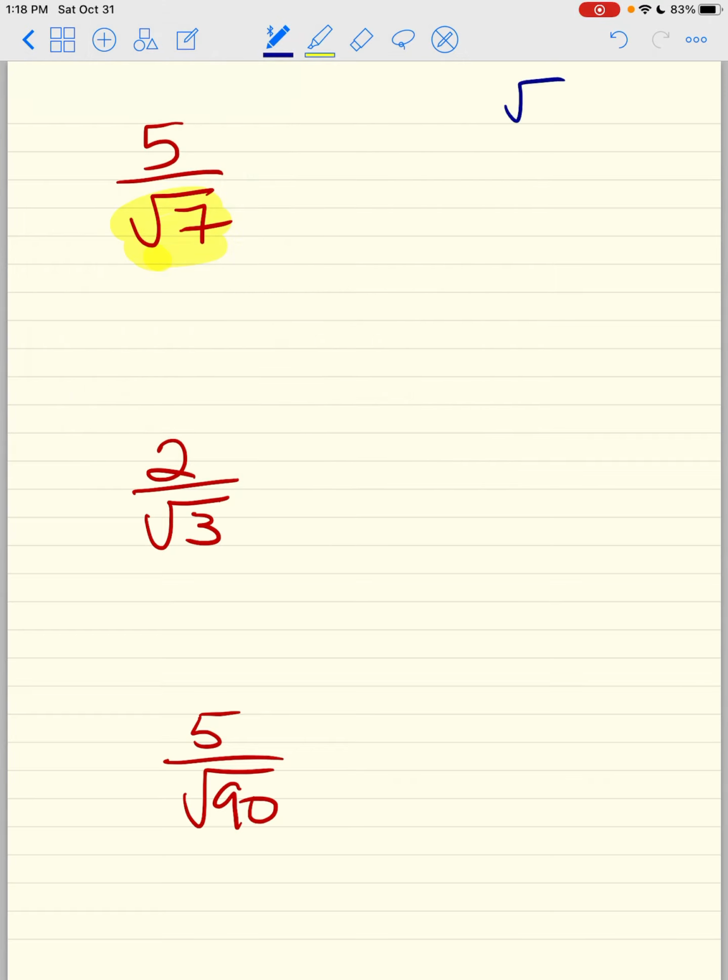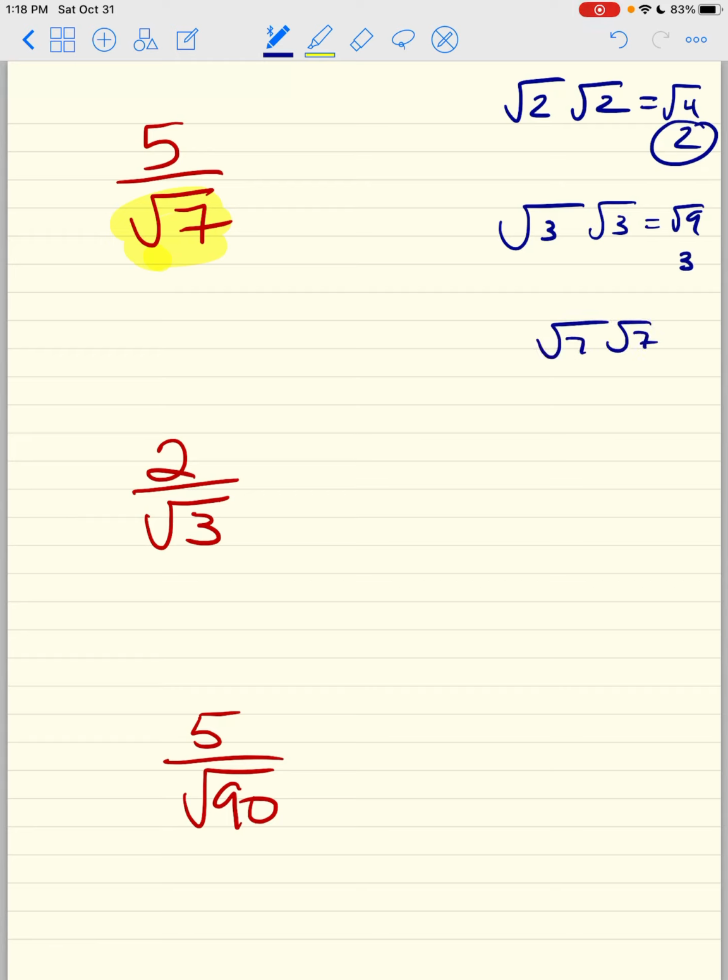Well, the first thing that you need to know is that square root of 2 times square root of 2 is really the square root of 4, but that's just 2. Square root of 3 times the square root of 3, that's the square root of 9, but that's just 3. Square root of 7 times the square root of 7 is equal to the square root of 49, but that's just 7. In other words, when you multiply the same number that has square roots, it makes the square roots disappear. So square root of 3 times square root of 3 is just 3. Same thing with 7 and any number.